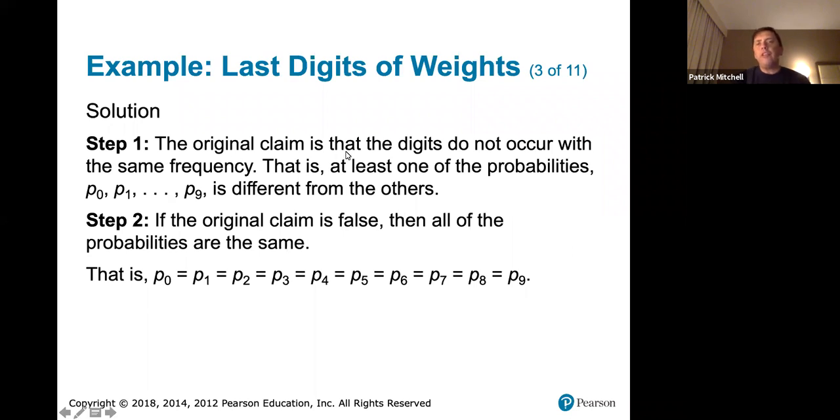All right, step one, the original claim is that the digits do not occur with the same frequency, which means at least one of the probabilities, P0, P1, up to P9, is different. So in this case, P1, for example, would be the probability that a randomly selected person's weight ends with a 1. P7 would be the probability that it ends with a 7, okay? So the claim is at least one of these probabilities is different from the others. It definitely looked like P0 and P5 were much larger than the other probabilities. However, if that claim is false, then that means all of the probabilities are the same. Okay. So this right here is going to be your null hypothesis.